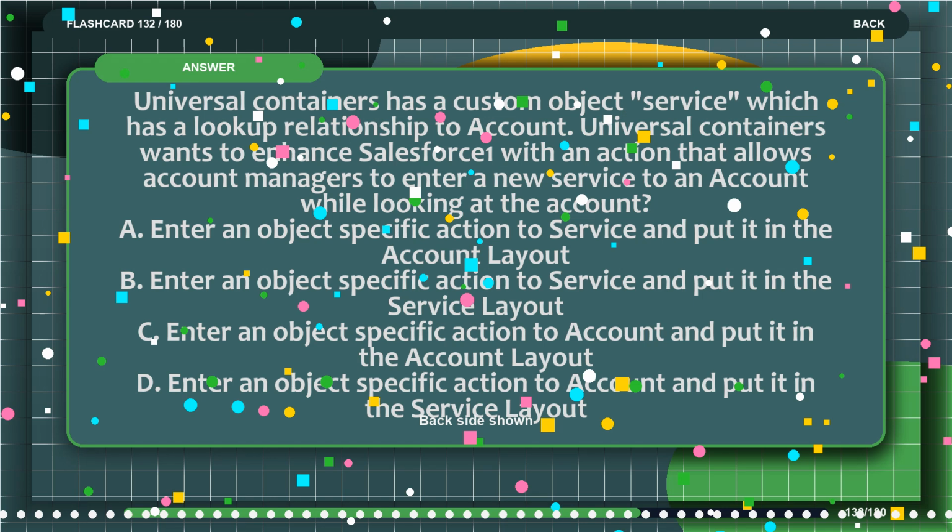The answer is Universal Containers has a custom object service which has a lookup relationship to account. Universal Containers wants to enhance Salesforce One with an action that allows account managers to enter a new service to an account while looking at the account. A. Enter an object-specific action to service and put it in the account layout. B. Enter an object-specific action to service and put it in the service layout. C. Enter an object-specific action to account and put it in the account layout. D. Enter an object-specific action to account and put it in the service layout.